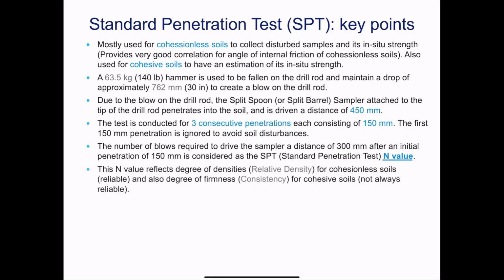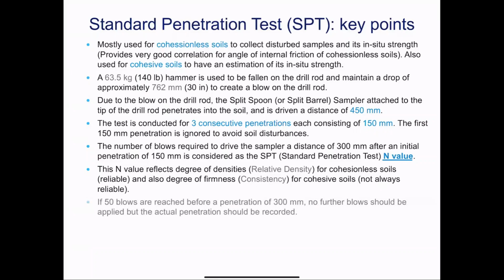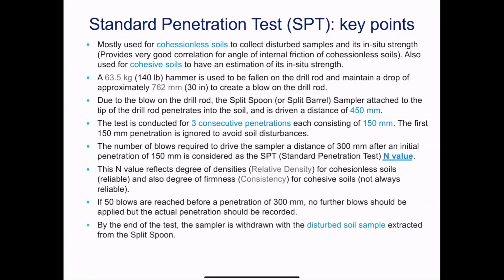The N value, besides strength parameters, can also be related to soil classification, relative density, and soil consistency. So there's a wide range of parameters that this N value can be used for. And we mentioned termination criteria, often 50 for seating drive and 100 for test drive. And last but not least, we obtain a highly disturbed sample.